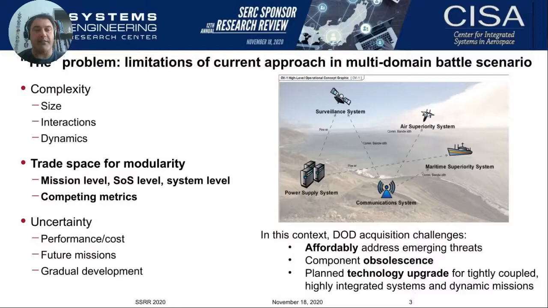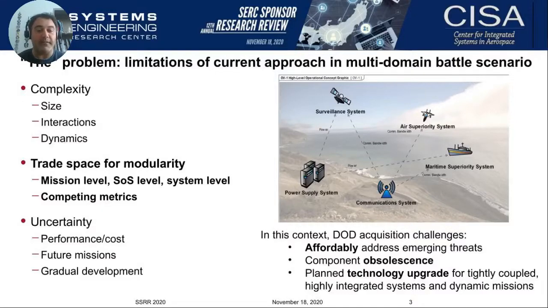So in this context, DoD had some challenges for acquisition. We want to be able to save money, to not waste money. So we want to affordably address new threats that can be emerging. The components can become old over time, so we also have to plan technology upgrade. And of course, we know that these systems are tightly coupled, they're integrated. So using modularity can bring some benefits because of course we might be able to have more flexibility, more reusability.